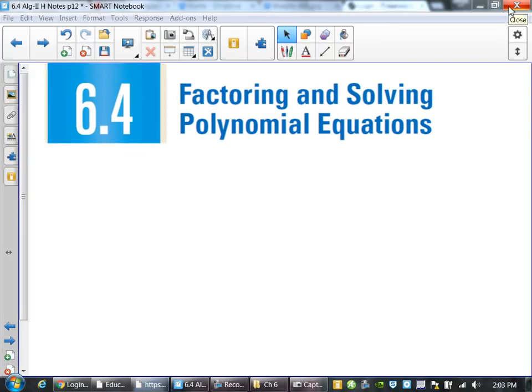So what we're talking about today is a lot of the same stuff you did back with quadratics. Factoring and solving. What was the difference between factoring and solving? One was set equal to 0, the other wasn't. Which one was set equal to 0? Solving. Yay! So, in essence, you've done this. You just haven't done it with the higher degree polynomials.